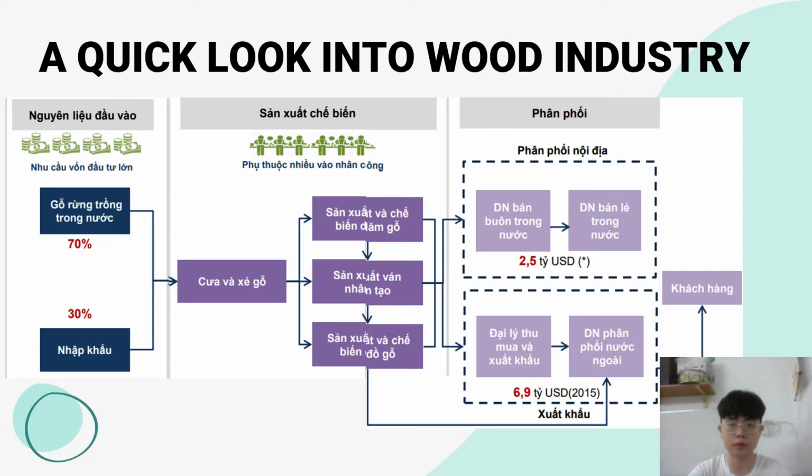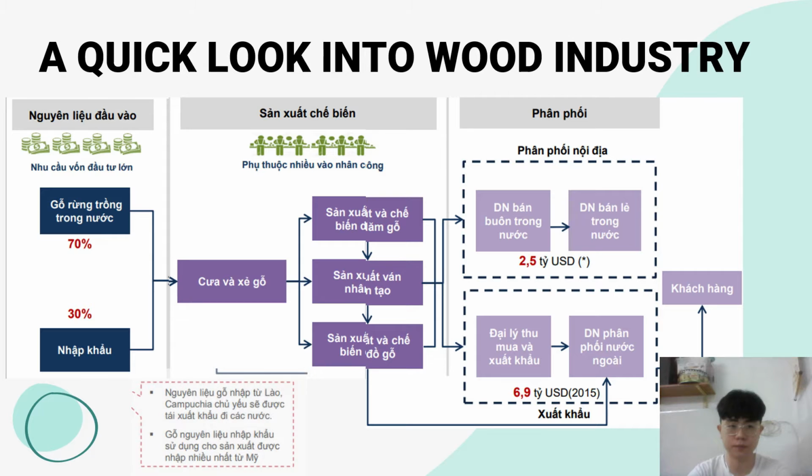Now I'd like to look at this table. We can summarize some ideas, such as the wood industry needs large capital investment. Most of the input material is grown domestically, but the products are mainly distributed for export. And the manufacturing process requires a large amount of skilled labor.